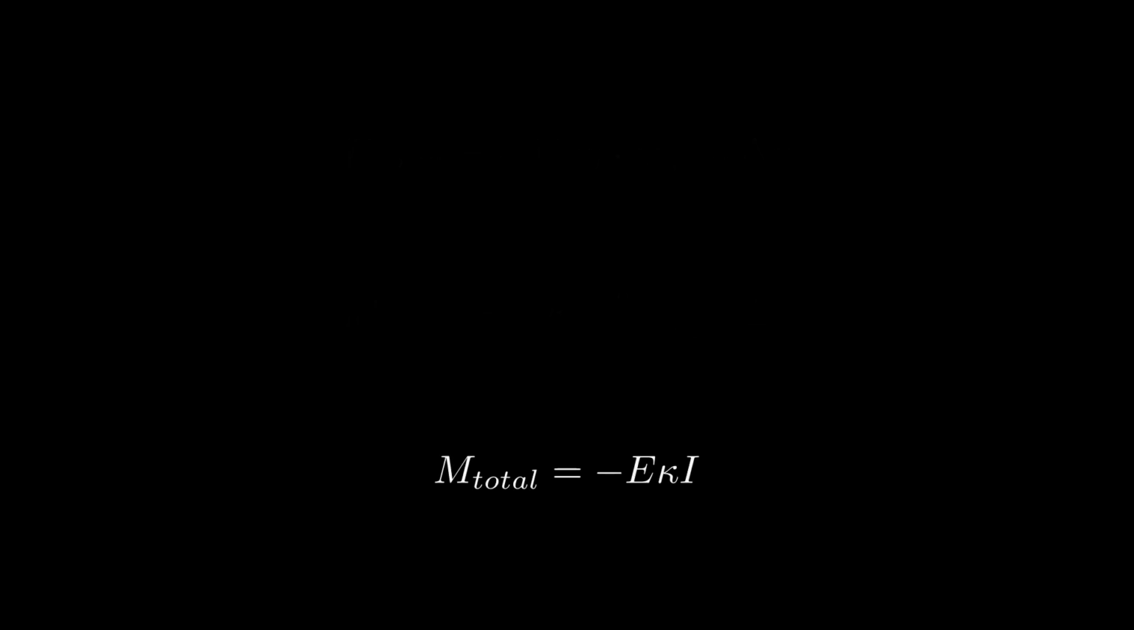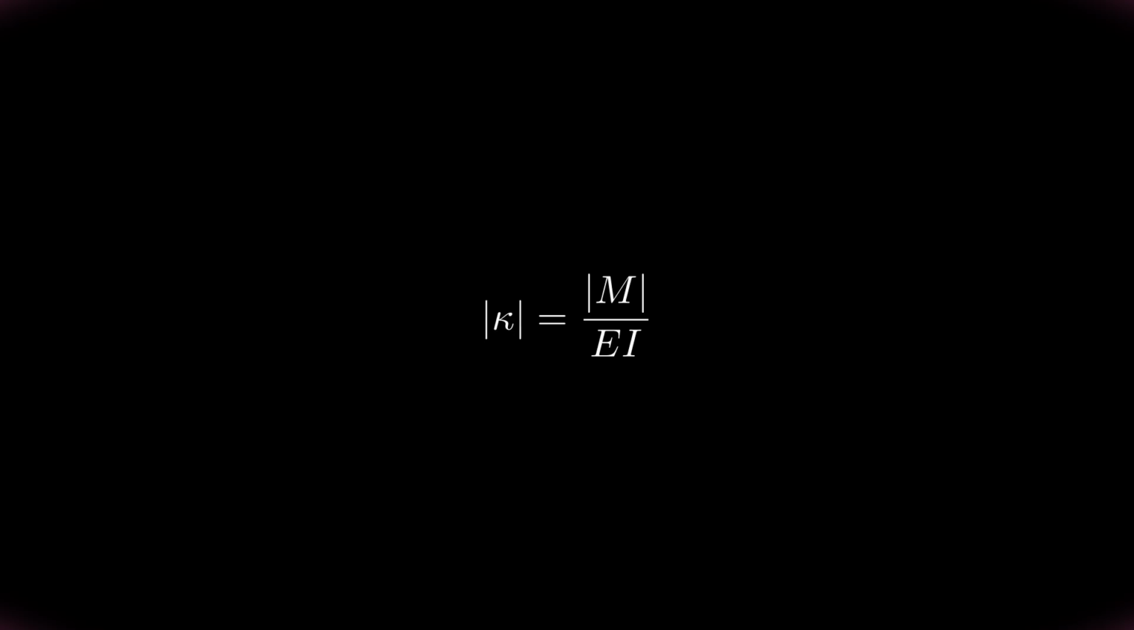Now, let's rearrange this equation. We get that kappa is equal to M over EI. Can we appreciate how pretty this equation is? The curvature of a beam is isolated into 3 simple distinct factors. M encompasses the result of external loads on the beam, E encompasses the rigidity of the beam's material, and I encompasses the rigidity of the beam's cross-sectional shape.